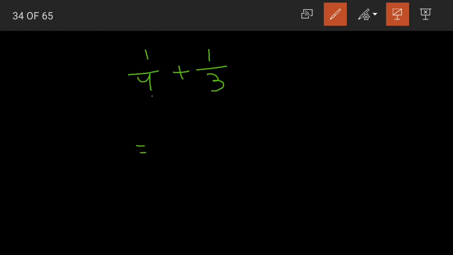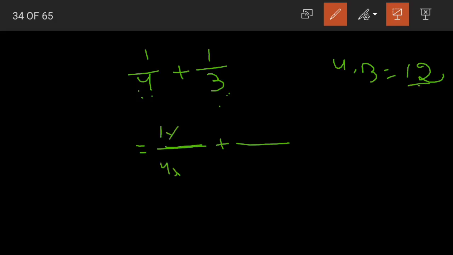So when we add these two, the denominators are different. What is their LCM? LCM of 4 and 3 is 12. What is the LCM of 4 and 3? It is 12. So what should we do? We should make these two fractions into like fractions with the denominator 12. For the first one, the denominator is 4. What should we multiply it with to get 12? 3. So multiplying the numerator and denominator by 3. The next one is 1/3. Now we should multiply it with 4. Yes, 3 into 4 gives us 12.